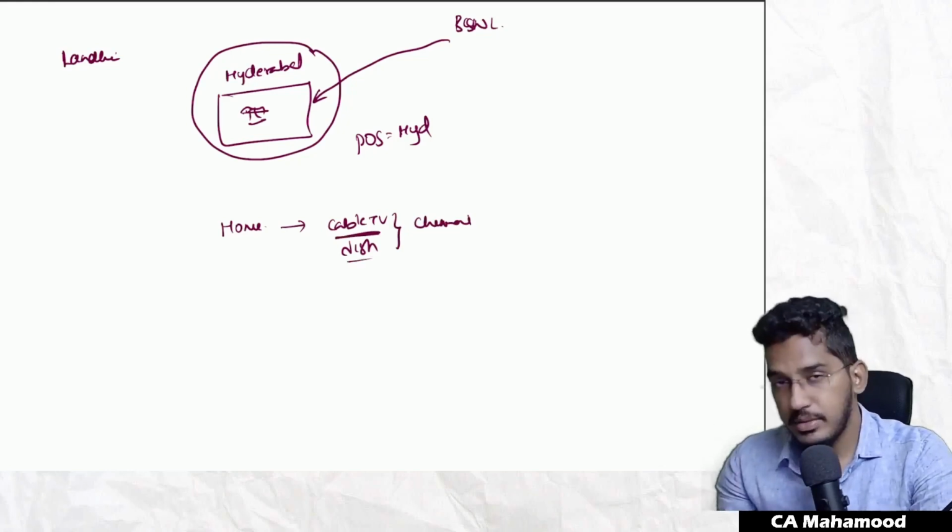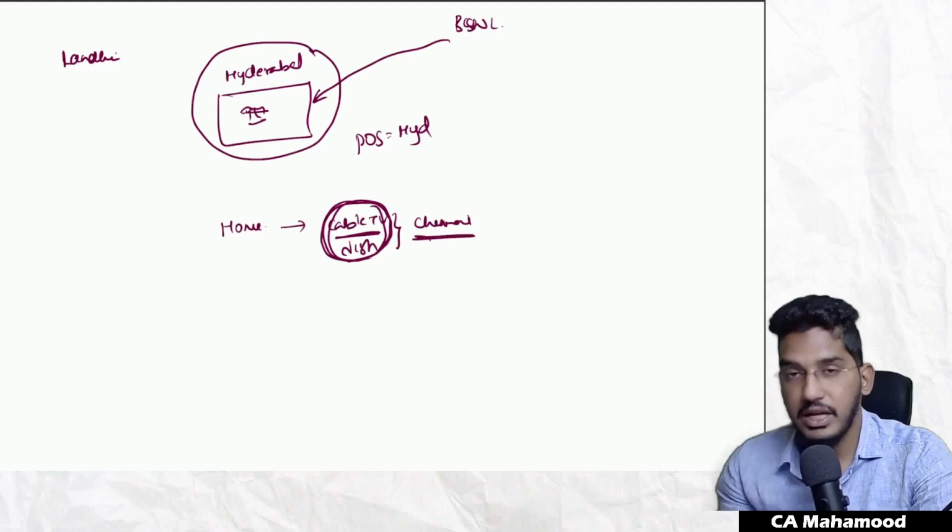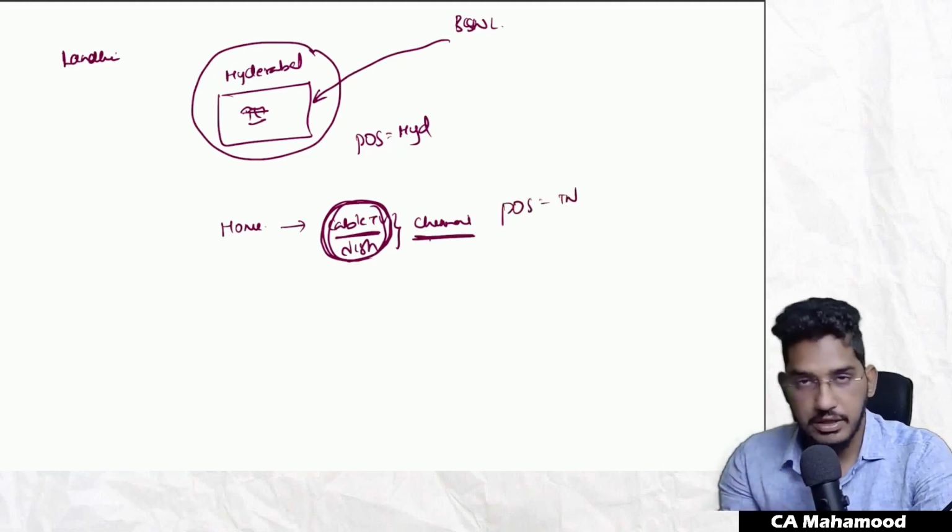So now what is the place of supply for that? The place of supply is wherever this cable TV dish or antenna is installed. Where is it installed? At Chennai. At my place it is installed. So the place of supply will be Chennai, actually Tamil Nadu.